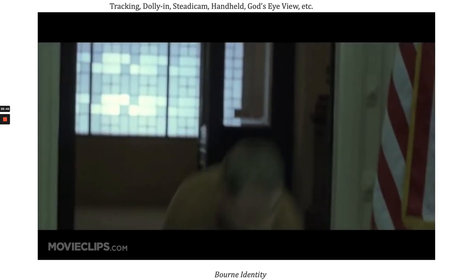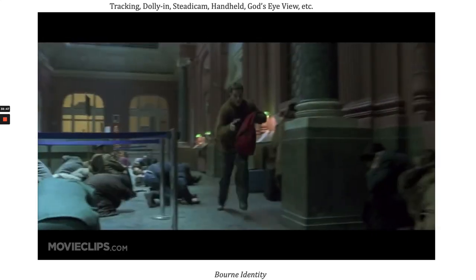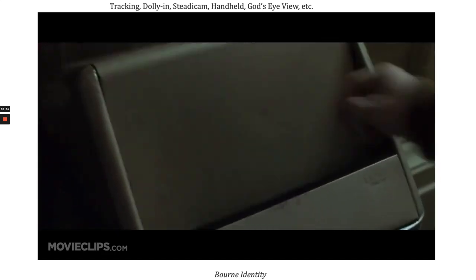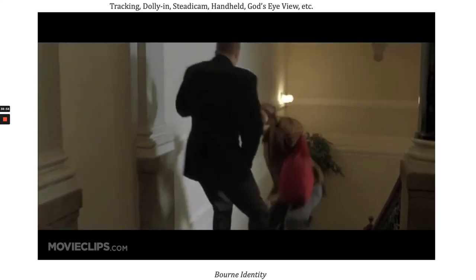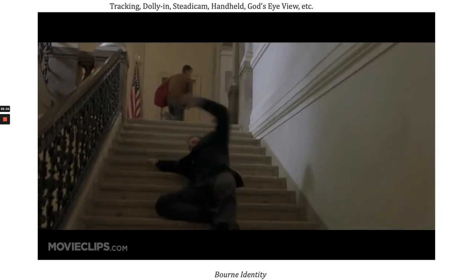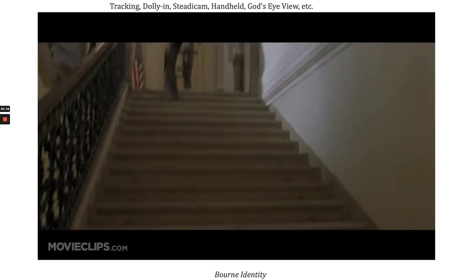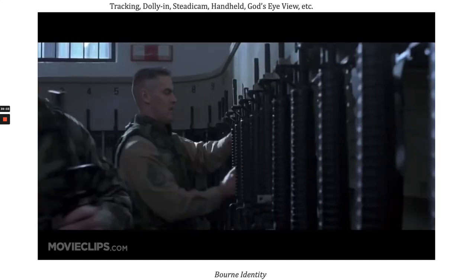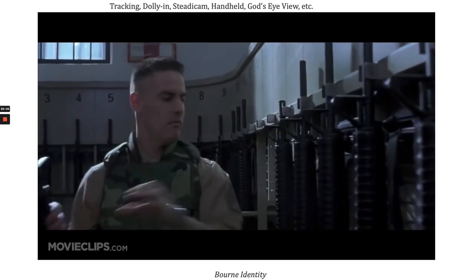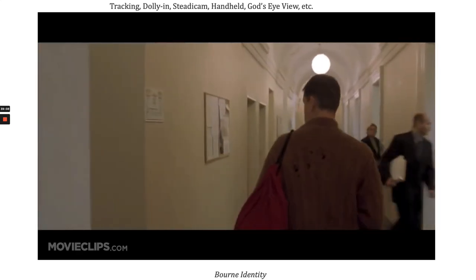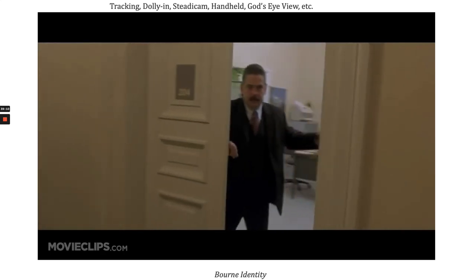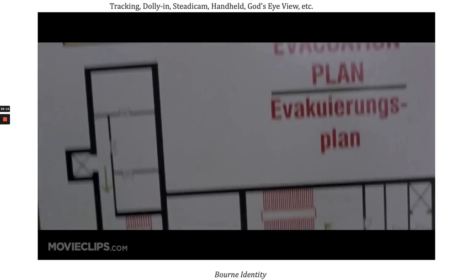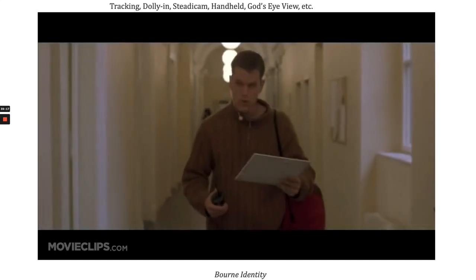We had a pan there. We have some pans here as he's moving through. Low angle shot as he runs through. We got a high angle shot. Another low angle shot. Kind of a dolly in from a medium shot to a medium close-up. Got a medium shot here. Dutch angle, and then we have the pan. Extreme close-up.